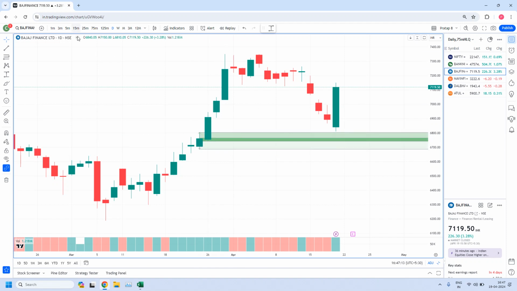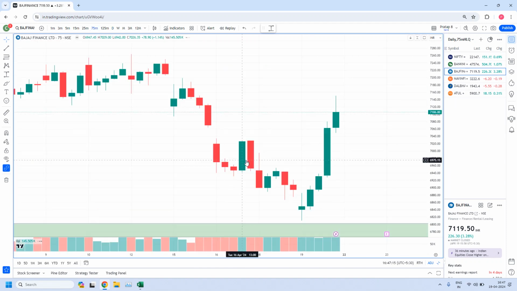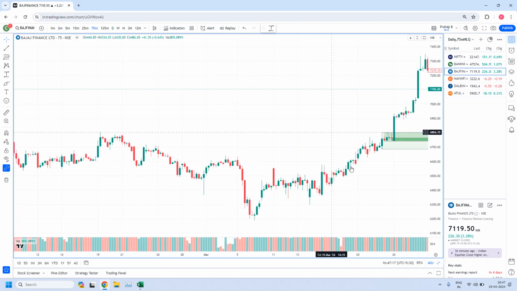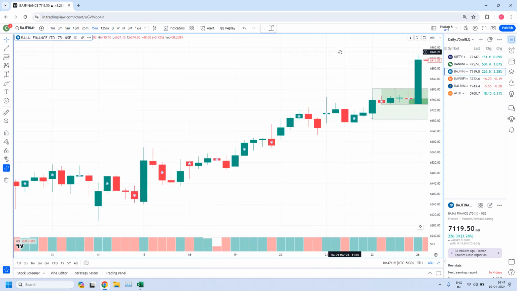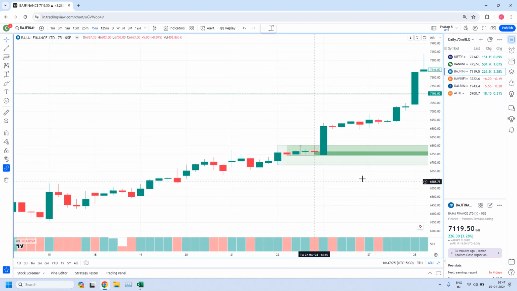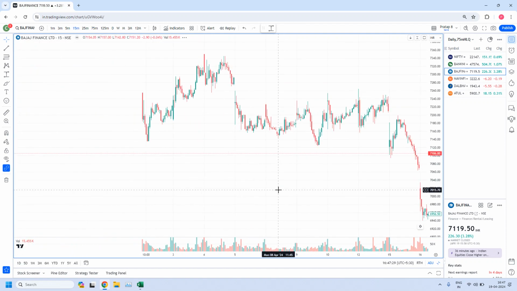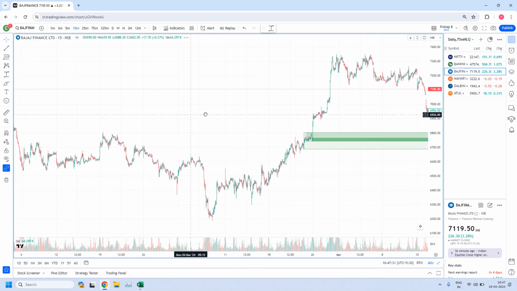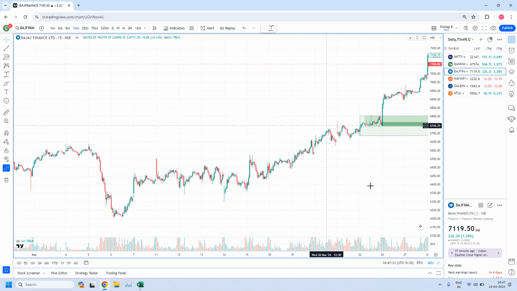We have a rally, base, rally, fine-tuned with a 75-minute zone. We have a good 75-minute zone here. We have a rally, 1, 2, 3, 4 base candles, and again a very good rally candle. Now again within this we have a 15-minute zone. We have fine-tuned. So this is the 15-minute time frame.